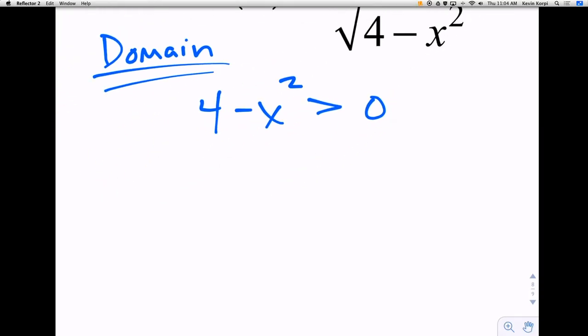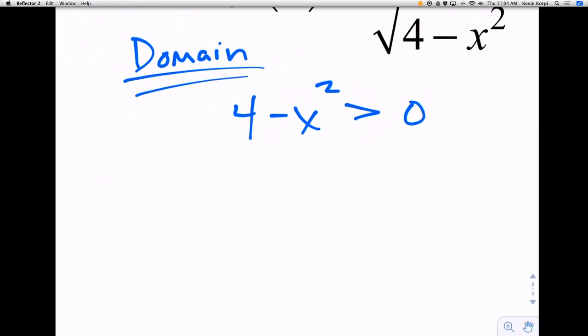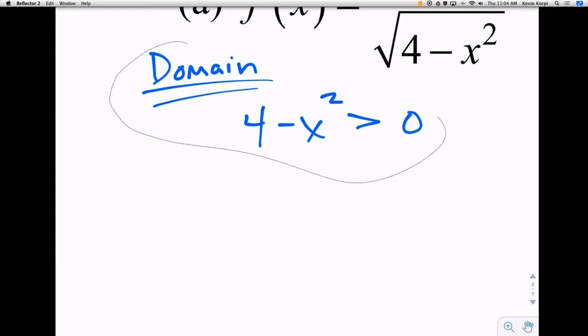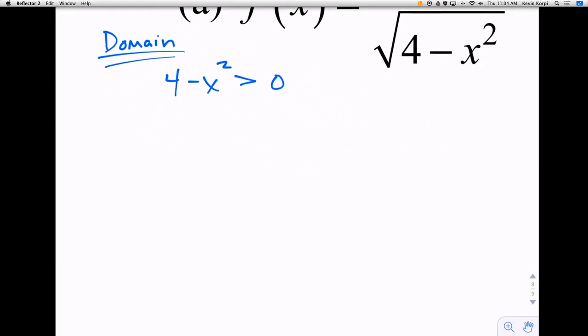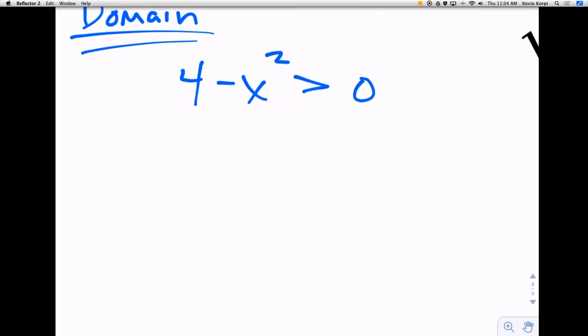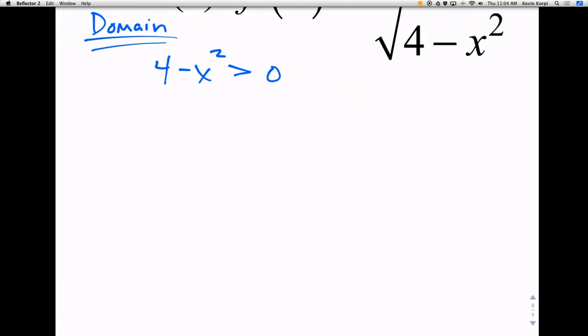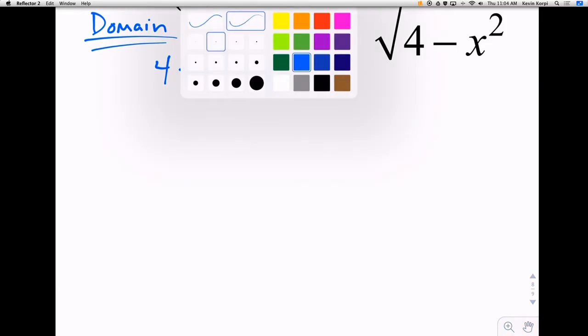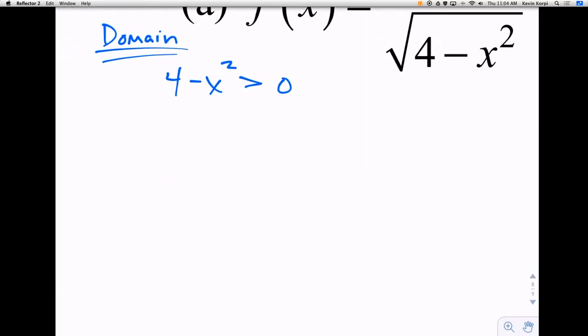Now, this being a nonlinear inequality, we cannot solve this one algebraically. We have to solve it by some other method, either by testing intervals or graphing it, which I think is probably the easiest way to do it. So if we graph it, I would probably factor it. It's a difference of 2 squares. So we'll have a 2 minus x times 2 plus x is greater than 0. And, of course, the x-intercepts are 2 and negative 2. And you could probably figure that out just by looking at it.